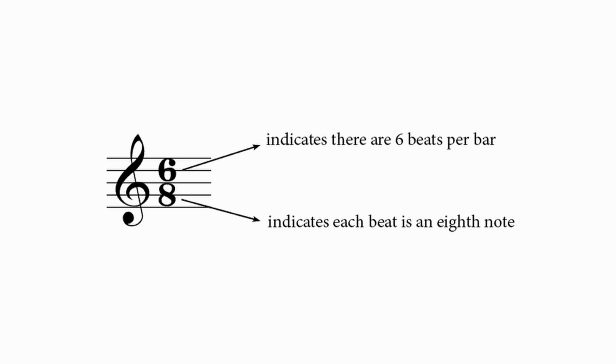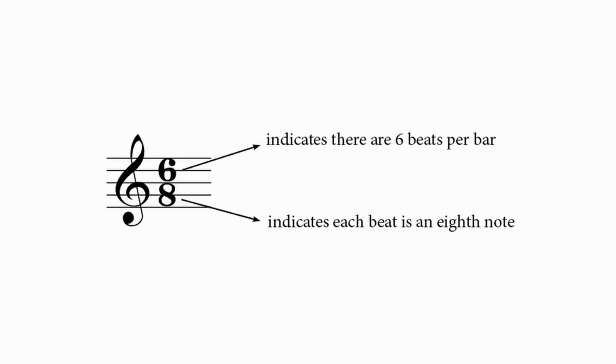That type of stuff. A good way to figure out how many counts are in these compound meters is to divide the top number by 3. So since ours is 6, it'll be 2 clicks on a metronome. So it'll be like 1, 2, 1, 2. You still have to subdivide it.